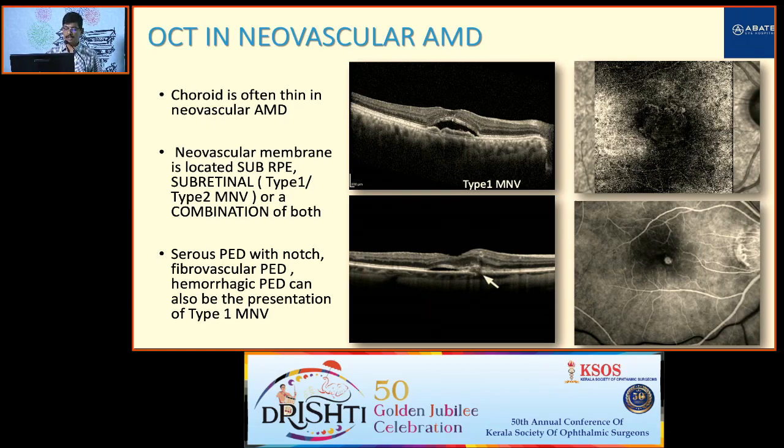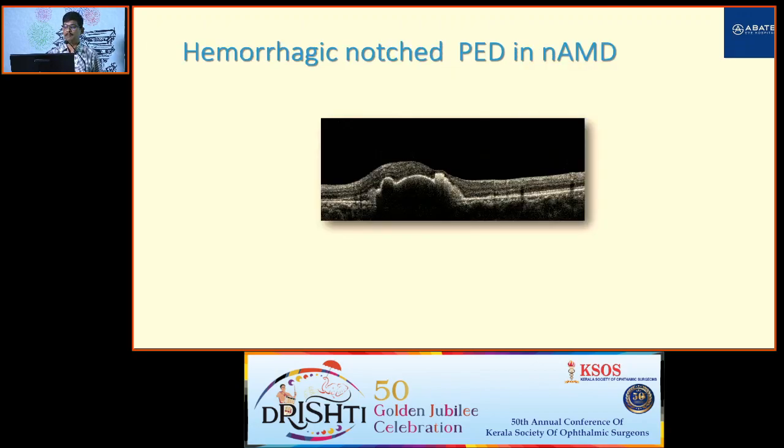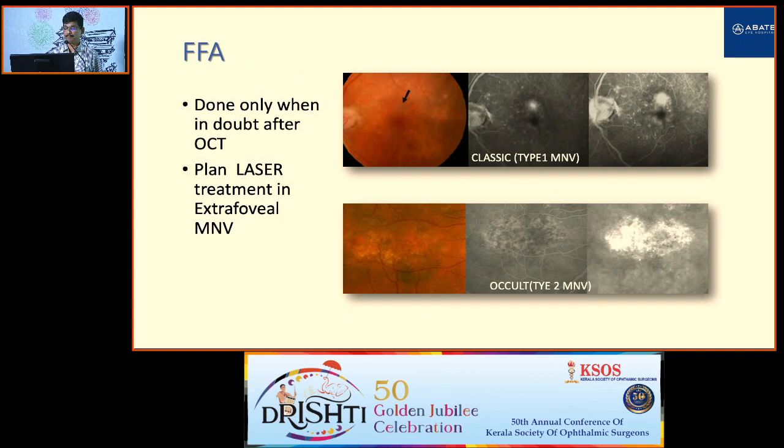So serous PED with a notch, fibrovascular PED, hemorrhagic PED in a patient with a thin choroid can also be a representation of neovascular AMD on OCT. So this is a patient who has a hemorrhagic PED with a notch representing type 1 neovascular AMD.